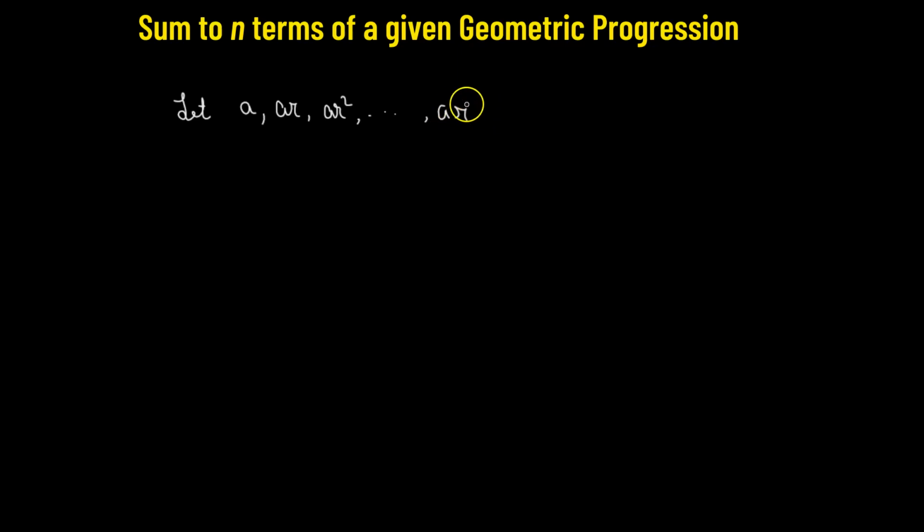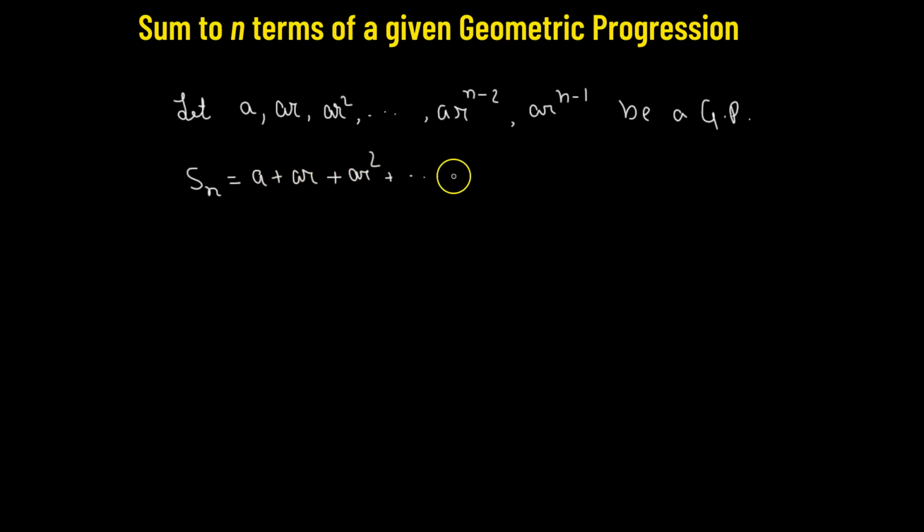So let's consider the second last term as well, ar raised to the power of n minus 2 and ar raised to the power of n minus 1. So this is a geometric progression. Now the task is to find out the sum of these n number of terms. So that means we want to find out Sn, where Sn will be first term plus the second term plus the third term going all the way up to the second last term, ar raised to the power of n minus 2 plus ar raised to the power of n minus 1. So let's label this as equation number 1.